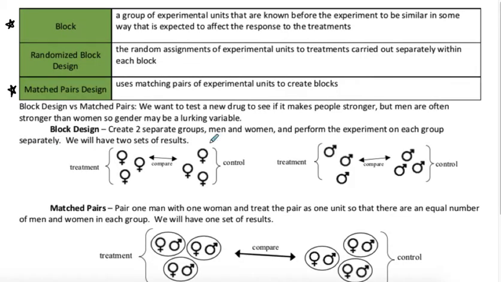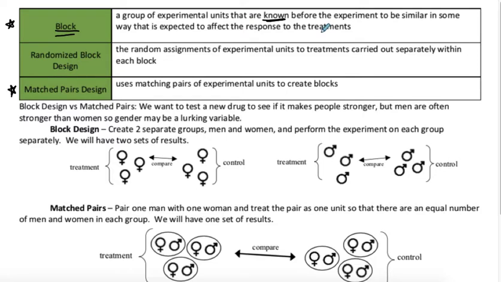So that we could then get the results and do inference for the population. When we look at blocks, this is going to be a very similar idea to stratified, but now it's in an experiment, so that's why we call it blocking. A block is a group of experimental units that are known before the experiment starts to be similar in some way that is expected to affect the response to the treatments.